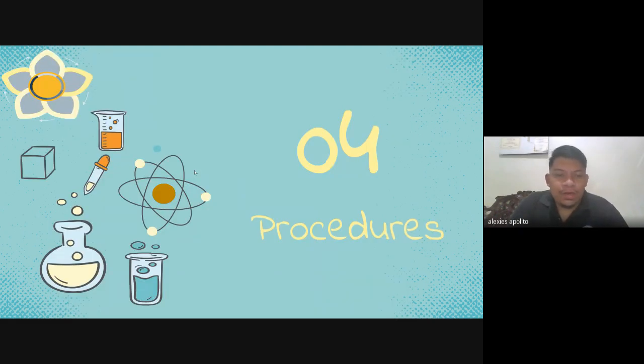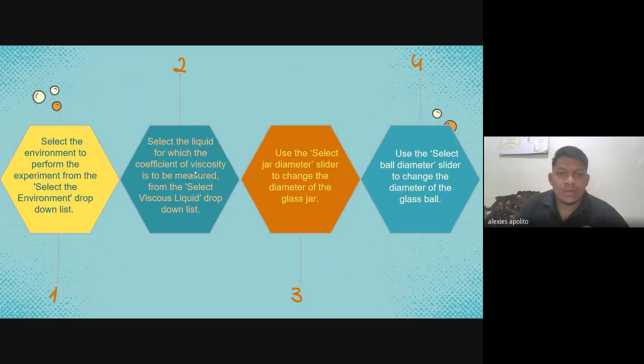For the procedures of our laboratory, first we select the environment to perform the experiment from the select environment drop-down list. Second, the liquid for which the coefficient of viscosity is to be measured is chosen from the select viscous liquid drop-down list. Third, use the select jar diameter slider to change the diameter of the glass jar. Then, fourth is to use the select ball diameter slider to change the diameter of the glass ball.